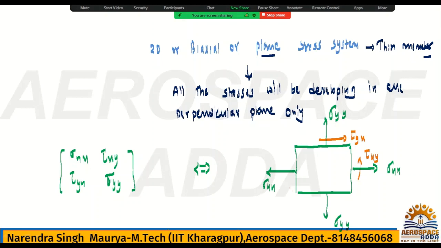Now, for this biaxial stress system you may also have the oblique plane, and for the oblique plane they will ask you to calculate the stresses. For any oblique plane, you will have two stresses. What are these two stresses? It's a normal stress and a shear stress, and that normal stress and shear stress you need to calculate. That is your job.